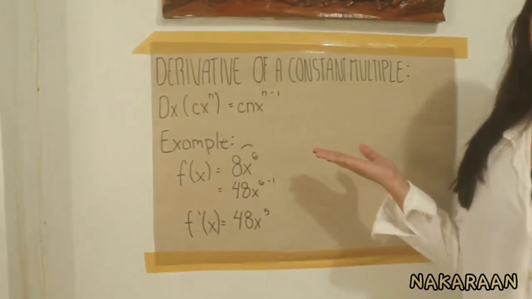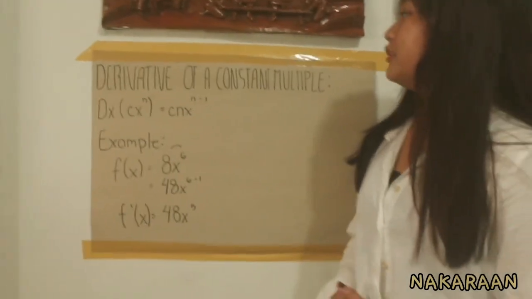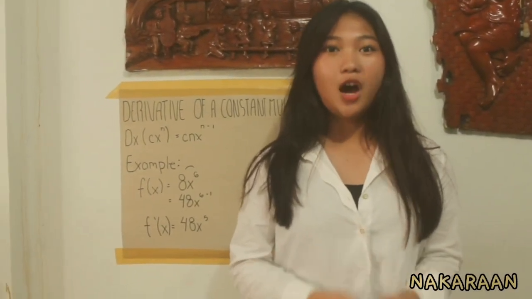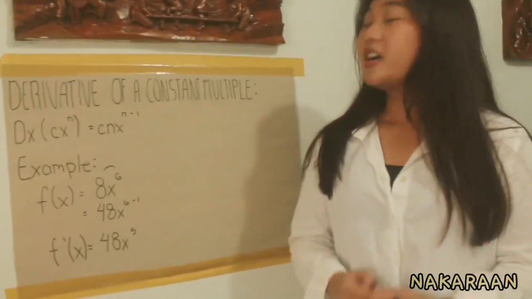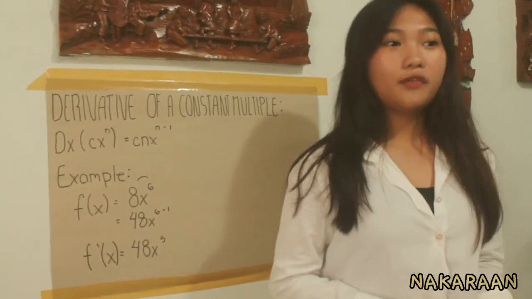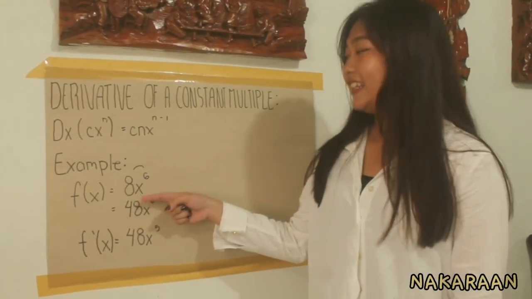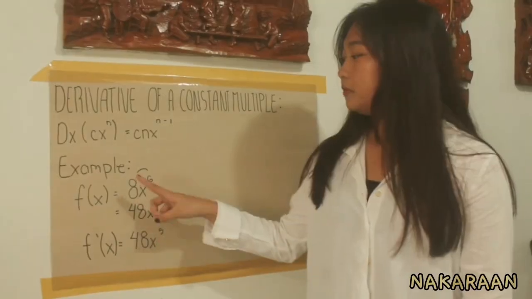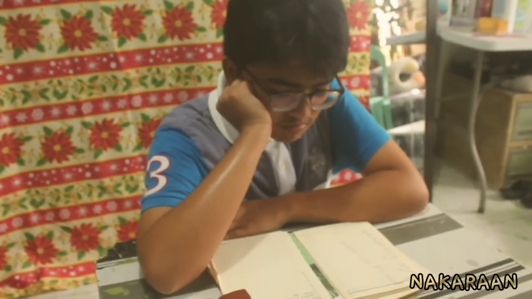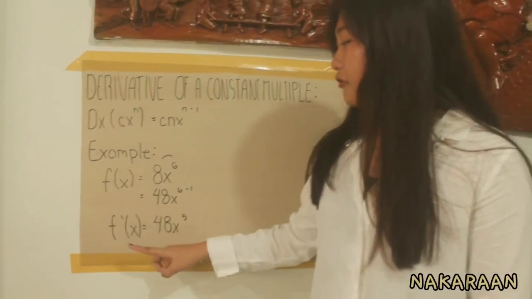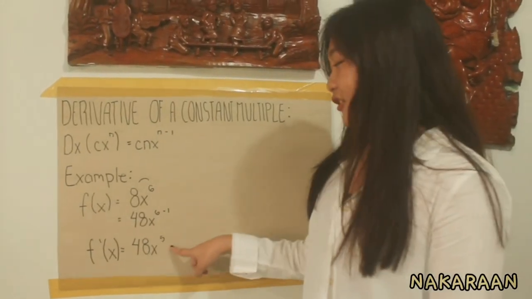The topic 3 is called constant multiple. This rule states that the constant stays multiplied by the derivative of the function. So it will become the constant multiplied by the derivative of a function. For example, we have f of x is equal to 8x raised to 6. We must first multiply the 8 by the exponent 6. So it will become 48. So, for the exponent naman, kailangan natin mag-minus 1 lang dyan para maging 5. So, the final answer will be f prime of x is equal to 48x raised to 5.